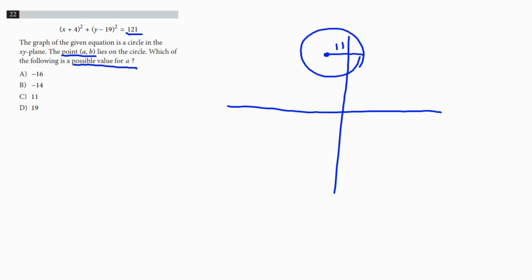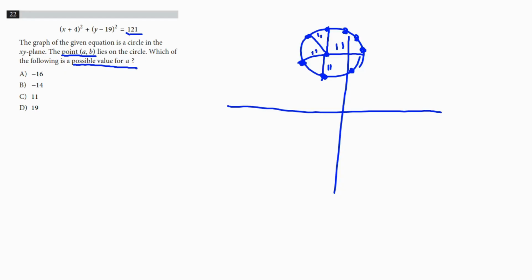So what's going on here is there's a bunch of points that could be on the circle. That's what they're saying. A and B lies on the circle. So you see I'm drawing all these points, and it's just asking which one could it possibly be? What is the value of A? Basically if I were to draw a radius to any of these points, the radius is all going to be 11. That's the whole idea behind this, right?